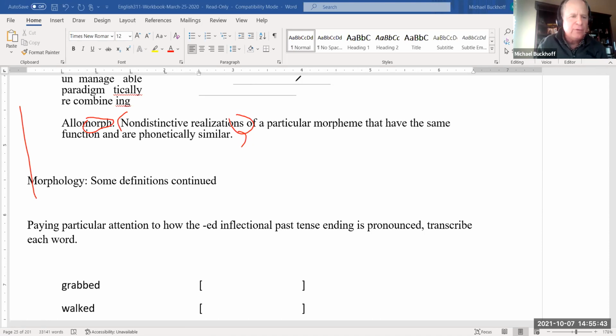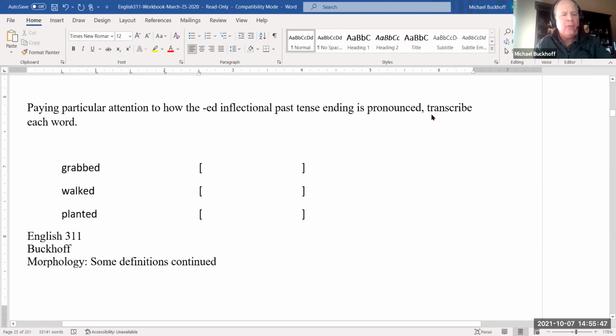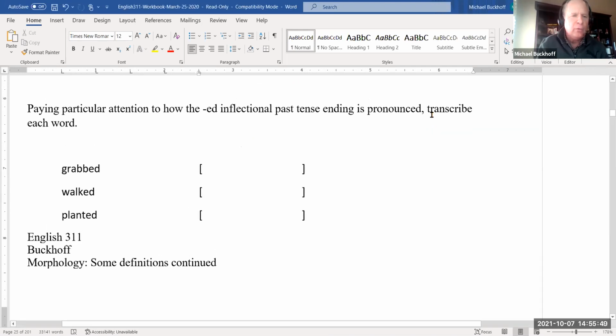Okay, what do we have? Let's keep going here. So it says, here is an example of an allomorph. Lo and behold, it says, pay particular attention to how the ED inflectional ending is pronounced. Transcribe each word. Can somebody tell me? I'm concerned about how the ED is pronounced in each word. So let's start with grabbed. So the ED is pronounced as what?